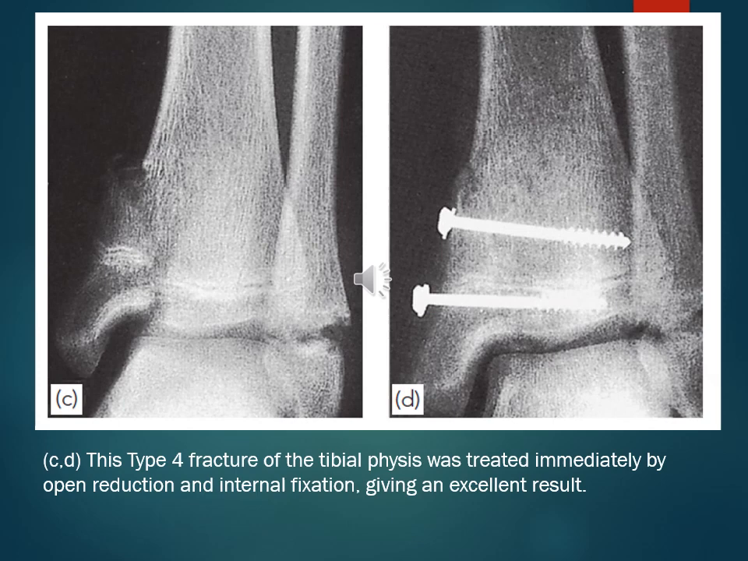This is a type 4 fracture of distal tibia with displacement. You can see that the fracture was treated surgically because the initial position was not acceptable, as this fracture has a higher potential for growth arrest, and also there was a step in the articular surface because it is an intra-articular fracture, so the fracture was reduced and fixed with two screws.